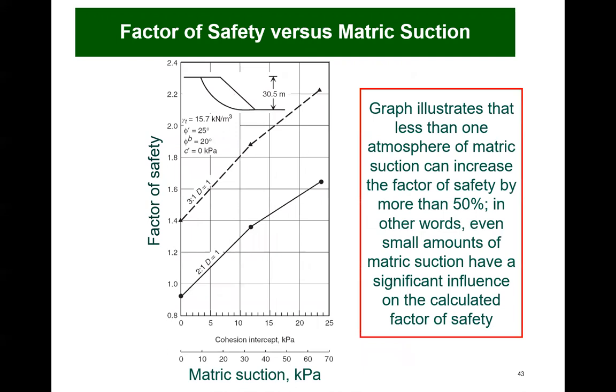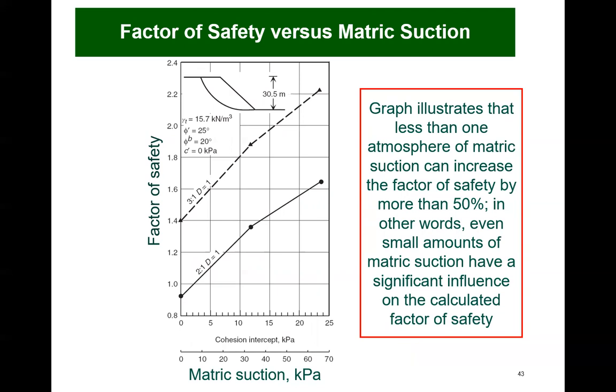A natural question to ask when studying the effect of matrix suction on the stability of a slope is, how much does suction affect the computed factor of safety of the slope? To respond to this question, it is possible to convert matrix suction to an equivalent cohesion value and observe how the factor of safety changes.